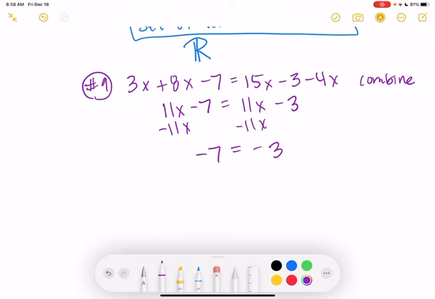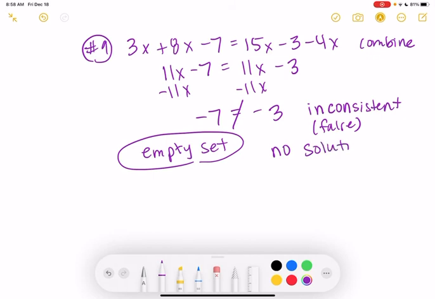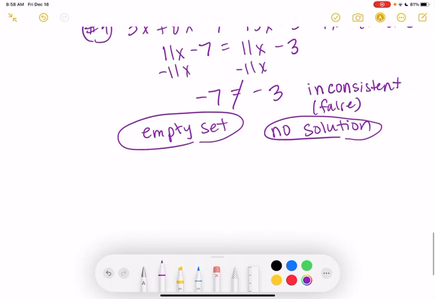This is inconsistent. There's lots of different ways to write your answer for this one. So some people say inconsistent, which means that it's false because negative 7 does not equal negative 3. For your answer, you could either tell me empty set. That works. Or a lot of people just like to tell me no solution. So anytime you get that, you can just tell me empty set or no solution. I'm fine with either one.